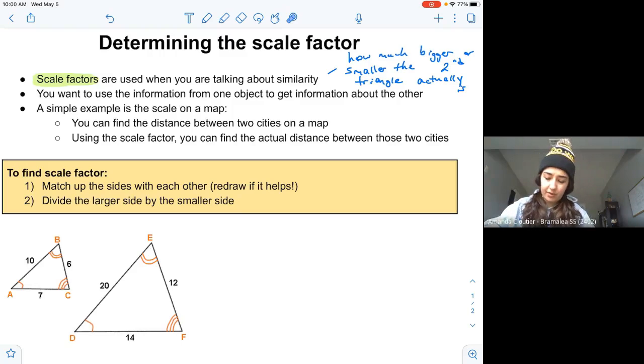So let's do this for this first example. I have 2 triangles here, and I'll wait a minute, and then you can tell me when you're ready to go. So you tell me when we're ready to do the example together.